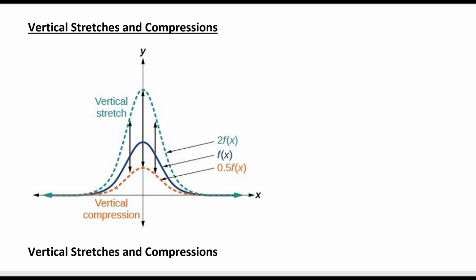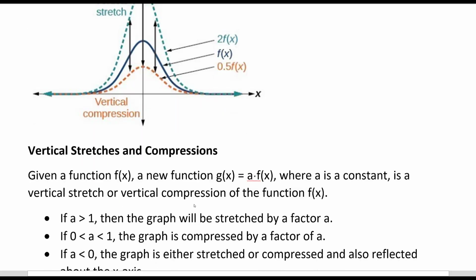Whereas this orangish line is kind of squished down, and it's compressed by a factor of 0.5. So all those values are half as much. With the vertical stretch, all those values are twice as much as the f of x values.